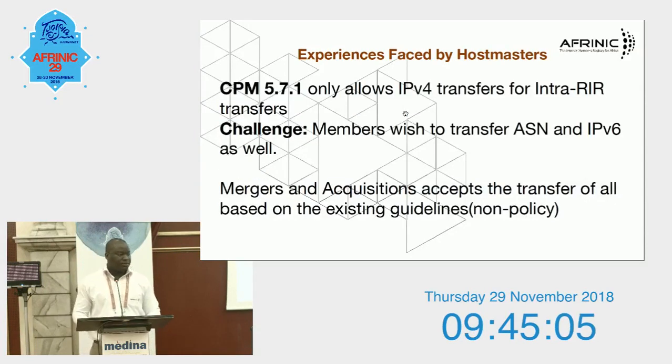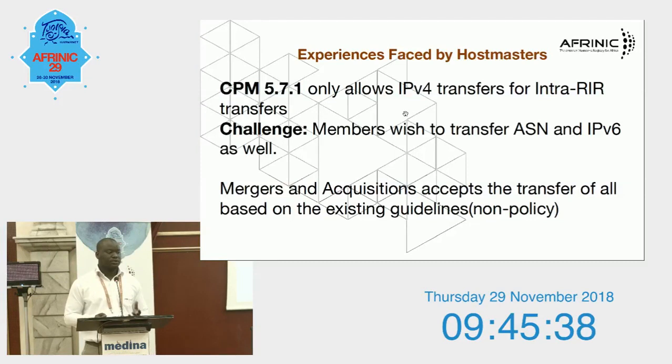I'll move on now to the other experience that we also see, which is the intra-RIR transfer. We currently have the intra-RIR transfer, which was implemented. We are accepting transfers within the region of IPv4. The policy text is strict IPv4 only. But now somebody is transferring resources, they already have IPv6 and AS numbers that they are using. Policy doesn't cater for that.